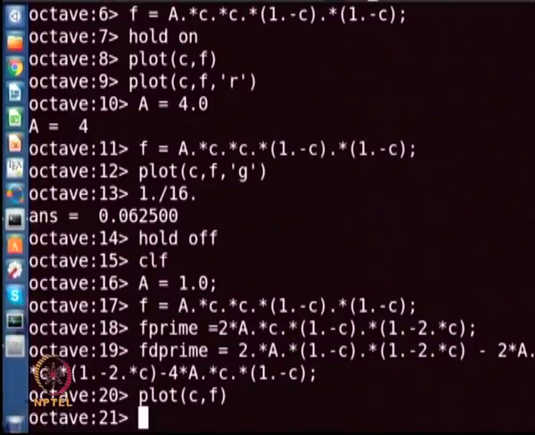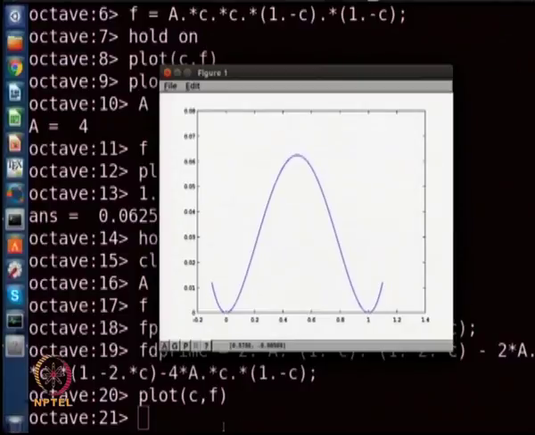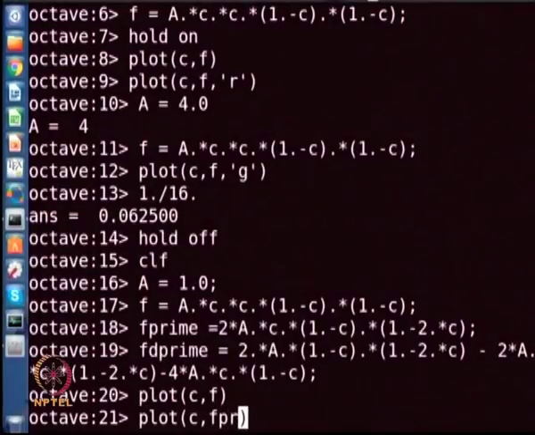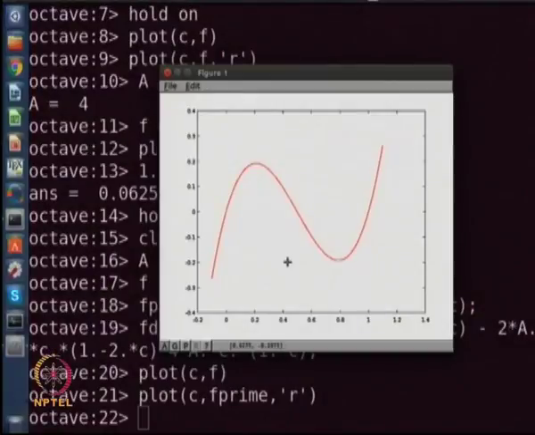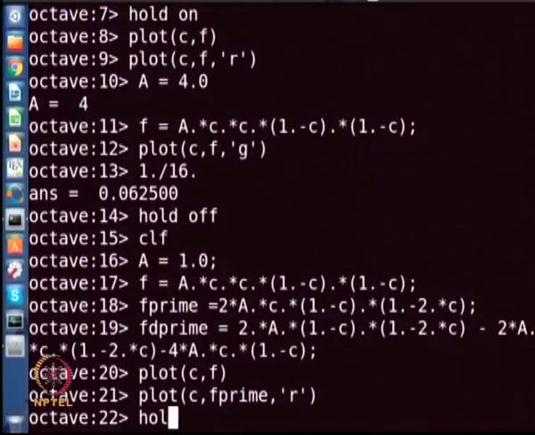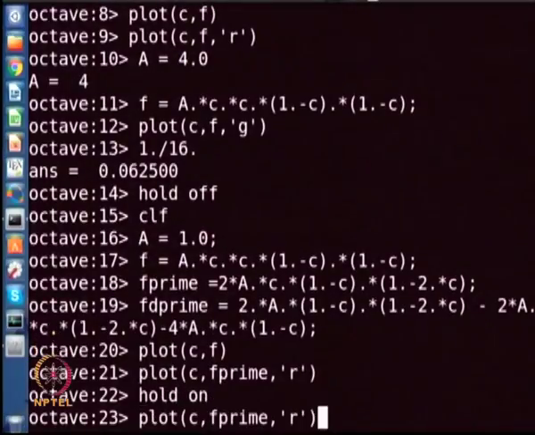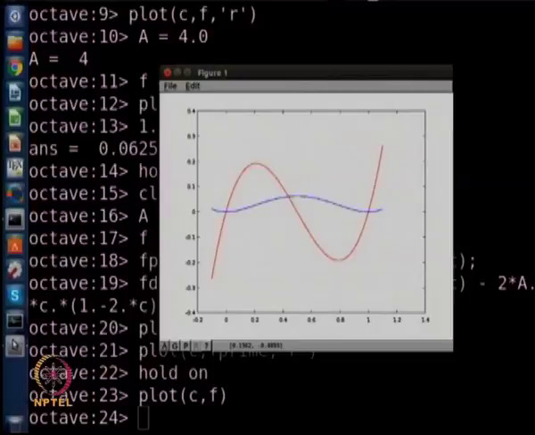Okay. So, you have the function. Now, plot c comma f prime with a red line. So, the prime is with a red line. So, you have this. Okay. So, I should have used hold on and plot c comma f. So, I have the free energy curve, I have the derivative curve.